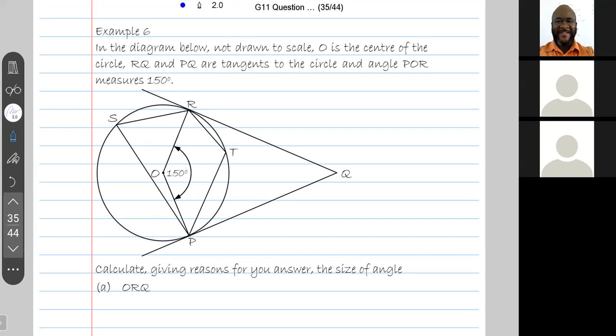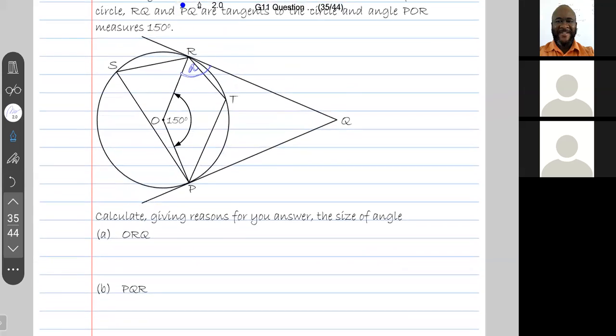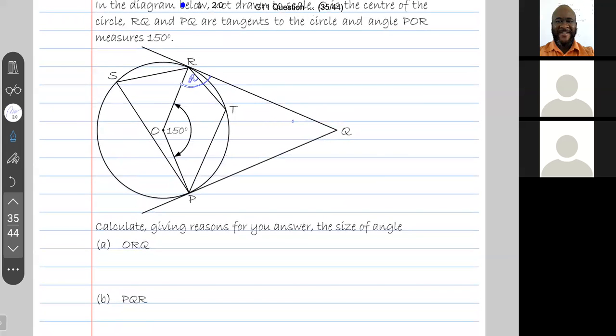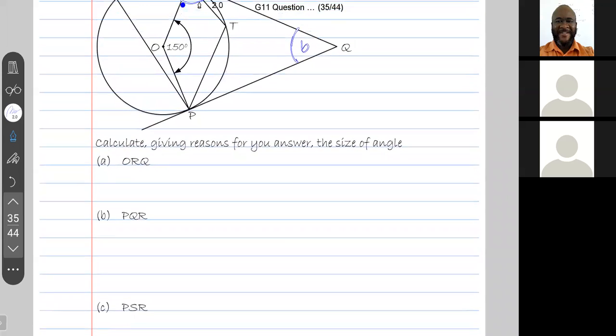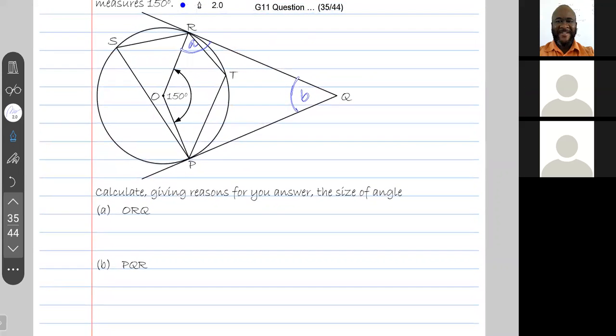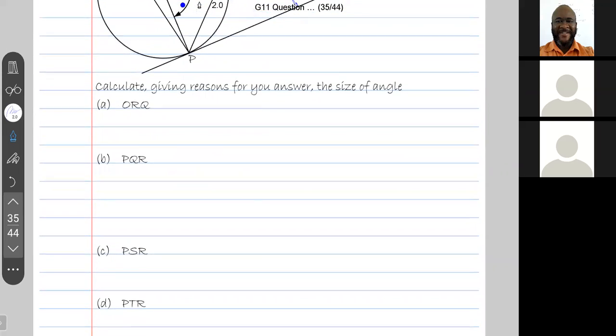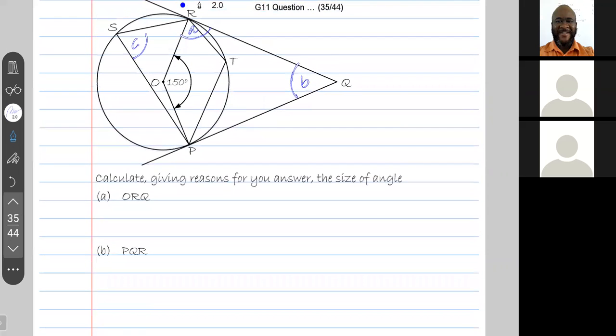the size of angle ORQ, that's this angle here. So this is my A. PQR, this is my B. And PSR, this is my C. And PTR, this is my D.